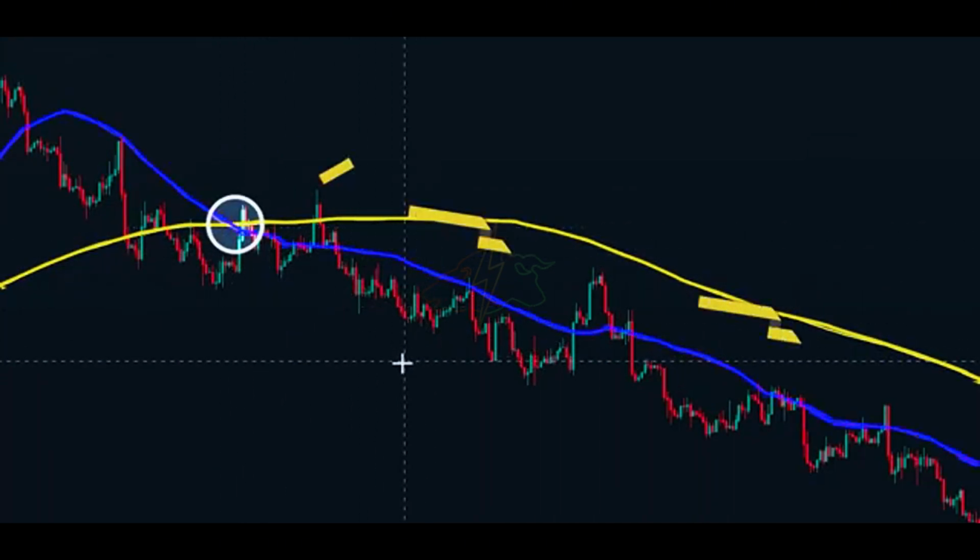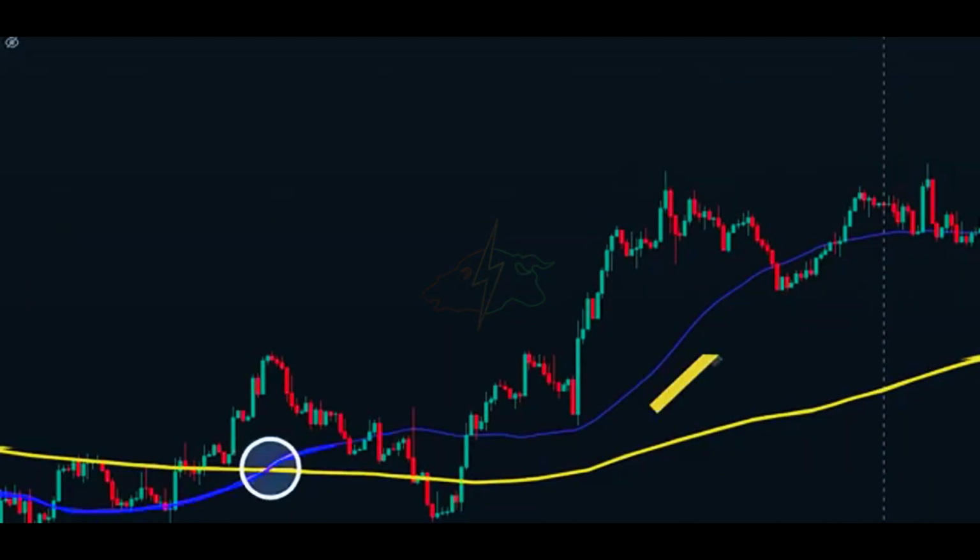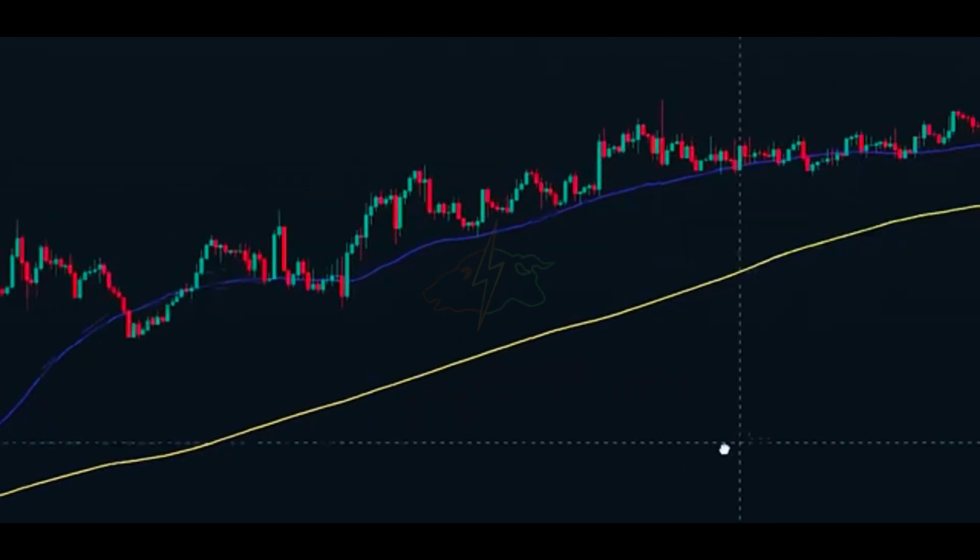Finally, the moving average is very valuable in identifying dynamic levels of support and resistance. In an uptrend, the moving average often acts as a support level, providing buying opportunities, while in a downtrend it acts as resistance, offering selling opportunities.